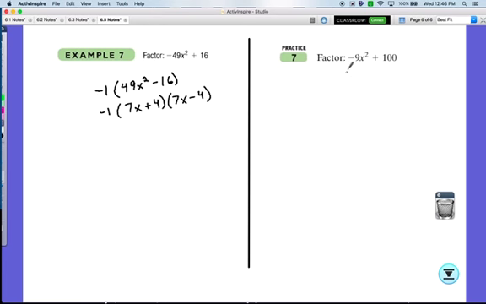All right, and then the same thing for practice 7. I factor out the negative 1. That leaves me 9x squared minus 100. And so that'll factor, because it's a difference of two squares, into 3x plus 10, 3x minus 10. And that's it.